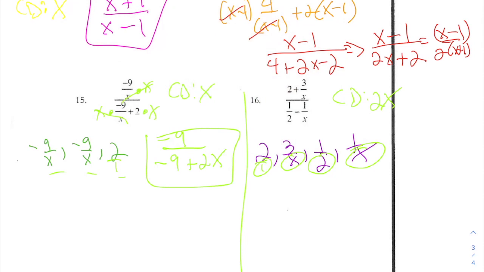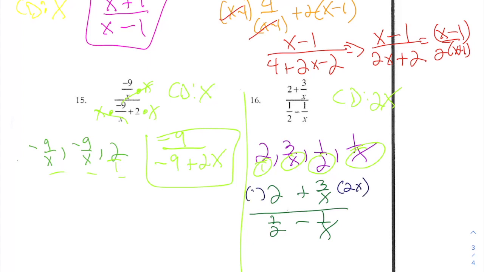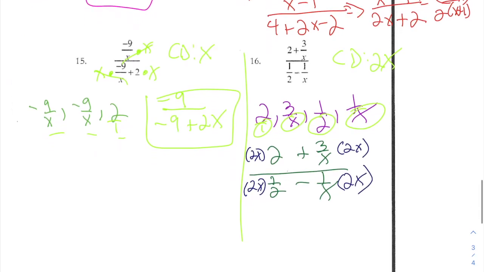Okay, and I'm going to rewrite it down here so it's not so sloppy. And I'm going to multiply every single term by 2x. And again, by doing this, it allows me to write it as a single numerator and a single denominator. So 2x times 2 is 4x, and then 3 over x times 2x, these x's cancel each other out, so it's plus 6 over 1/2 times 2x is just x, minus 1 over x times 2x is just minus 2. And you could go a little further.